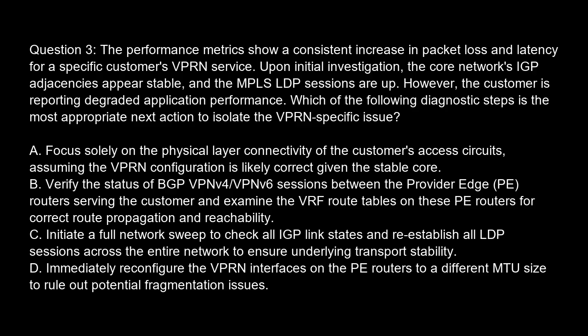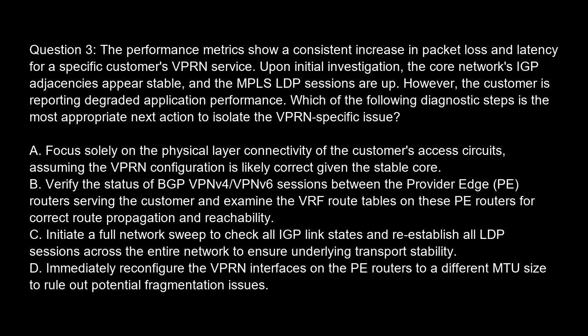Option A. Focus solely on the physical layer connectivity of the customer's access circuits, assuming the VPRN configuration is likely correct given the stable core. Option B. Verify the status of BGP VPNv4/VPNv6 sessions between the provider edge, PE, routers serving the customer, and examine the VRF route tables on these PE routers for correct route propagation and reachability.